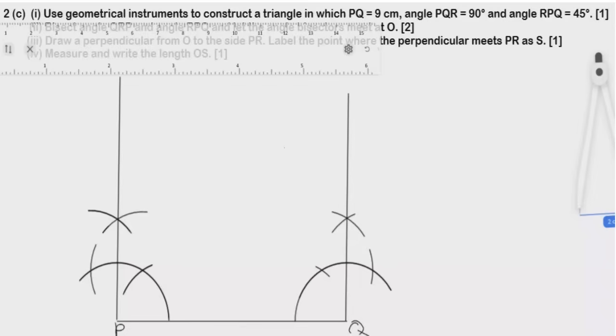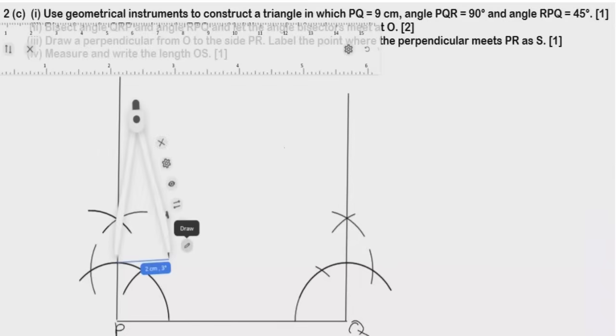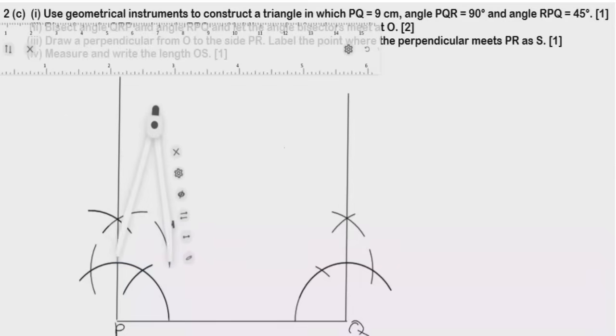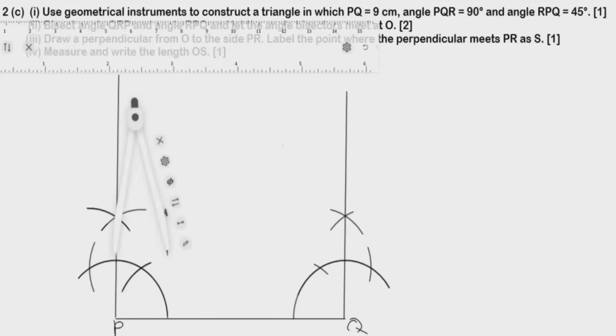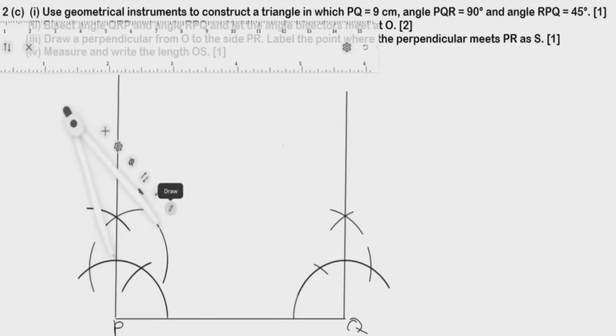Now, once I've come up with this, the next thing I'm going to do is, since I've got an arc already here that is connecting these two lines, I can just bisect this angle to come up with it. I'm going to draw the arcs like that. I'm trying to bisect the 90 degree angle so that I can come up with 45 degrees. So I want to bisect the angle I've made on P, which is a 90 degree angle.